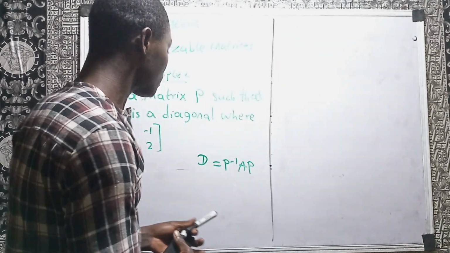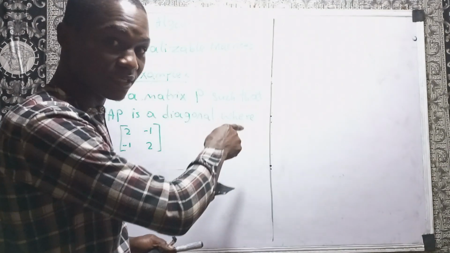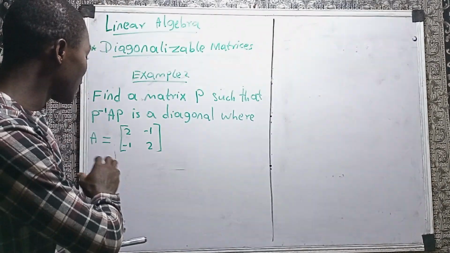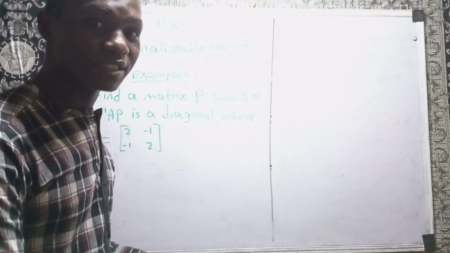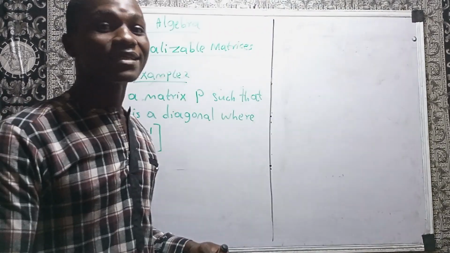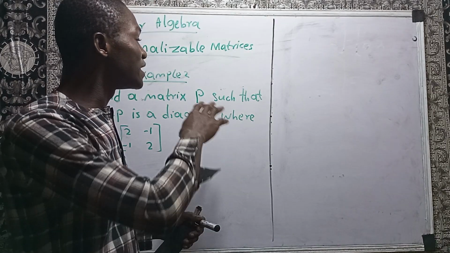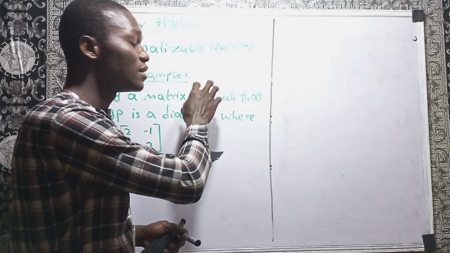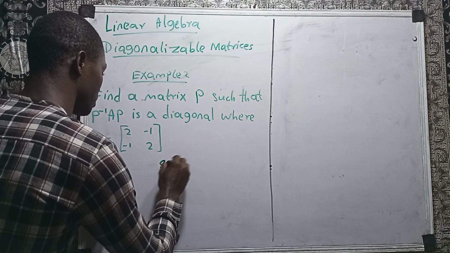So in this example, they asked us to find that matrix P such that P inverse AP is a diagonal matrix. We are given this matrix A on the board here. Now what we are going to do is compute the eigenvalues of this matrix A and get their corresponding eigenvectors. Then the eigenvectors will form the columns of this matrix P. With that, we'll get our matrix P. So let's start the solution.